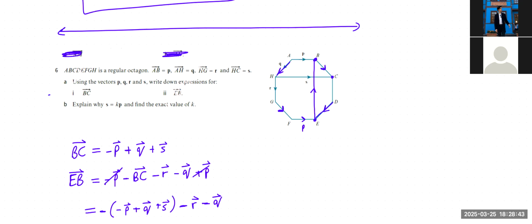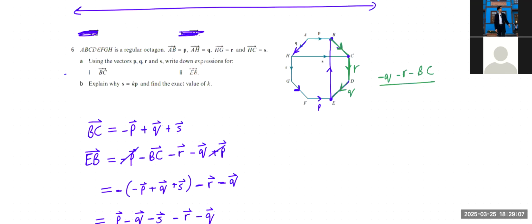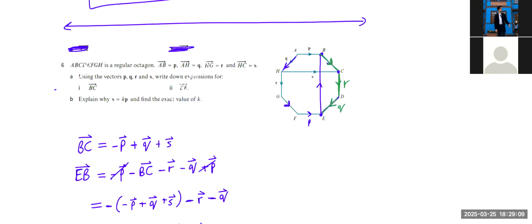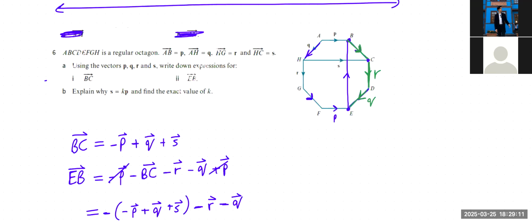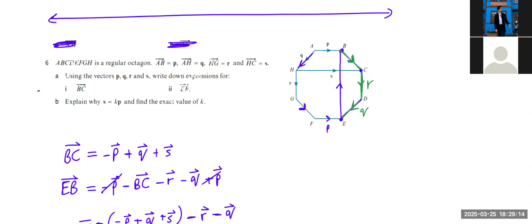As a matter of fact, there's another way to do this question, which is easier, I would say now, because we know this is Q, we know this is R, and we know this is BC. Actually, it would give you the same exact method as before. And we know BC, right? So we can go like this also. We can say that EB is minus Q minus R minus BC. That would have given us the same answer as before. There's always a bunch of ways to do these. Now, the next question is explain why S is a scalar multiple of P.